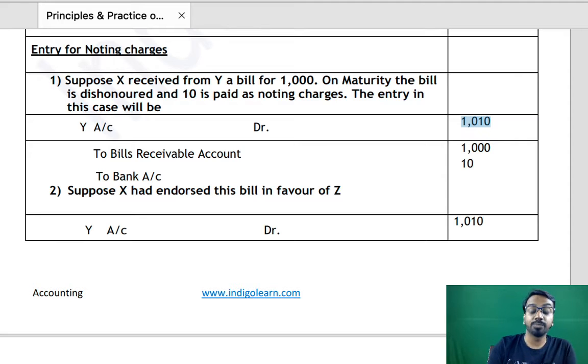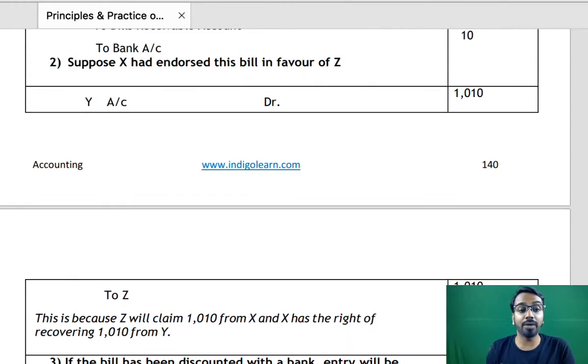Whom will you credit? If you have not discounted, you will credit the bills receivable, and balance whatever noting charges or bank charges you have paid, that you will credit to the bank account. If you have endorsed in the favor of somebody, let's say you have given it to Z or given it to a creditor, then the credit will go to the respective creditor, because when you endorse the bill, you would have already made the bills receivable account as 0, and then if it was discounted, you will credit it to the bank account. This is the flow of entries in a summarized form.